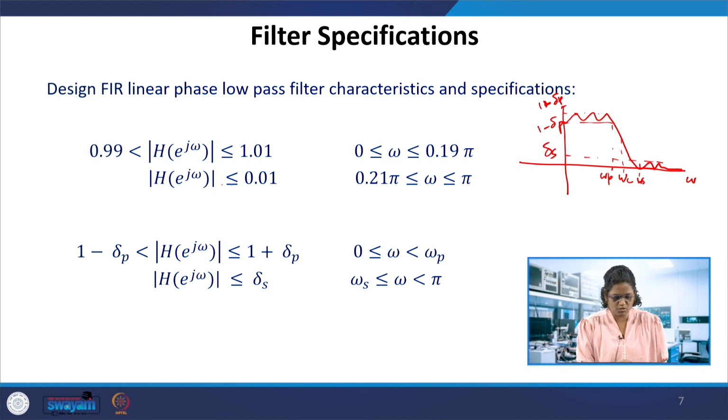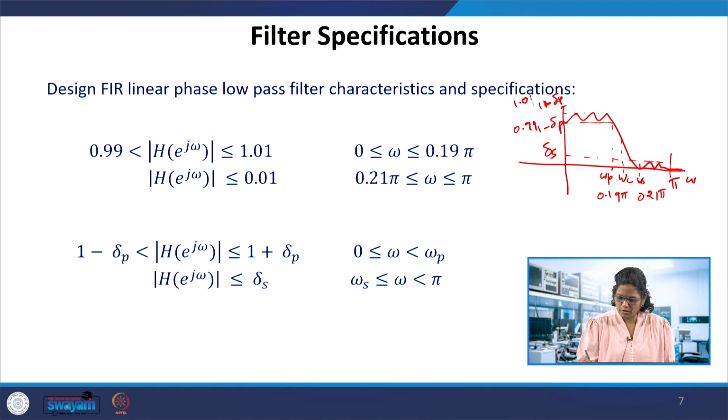Okay, so this specification, what does it give? So here 0 to 0.19 pi is the passband, and the stop band starts at 0.21 pi. Okay, so up to pi this is drawn. For this case, the desired H of e power j omega, this is the filter specification given, 0.99 to 1.01. So the allowed ripple is 0.01 on both sides. Okay, so delta s is 0.01 here, the allowed ripple 0.01.